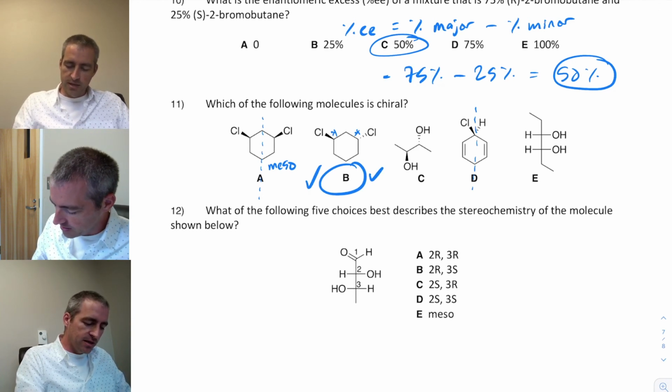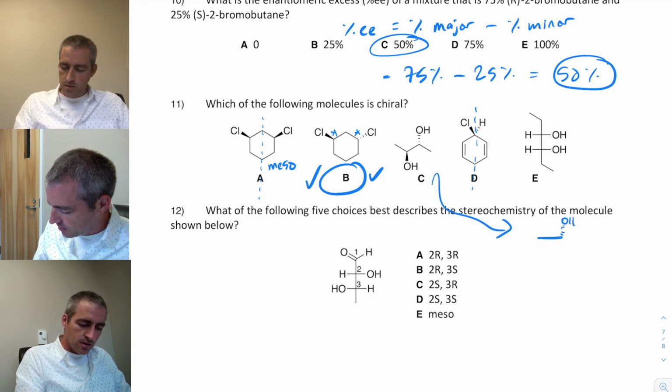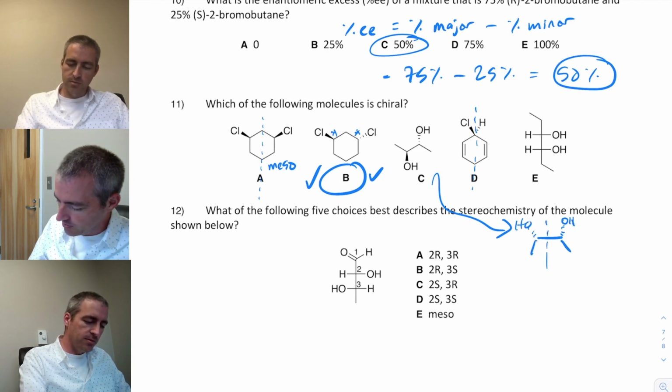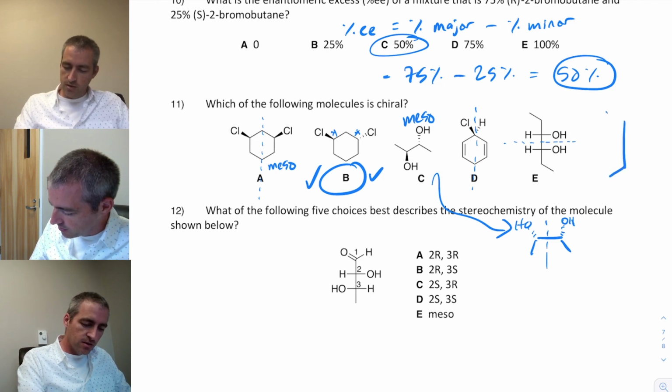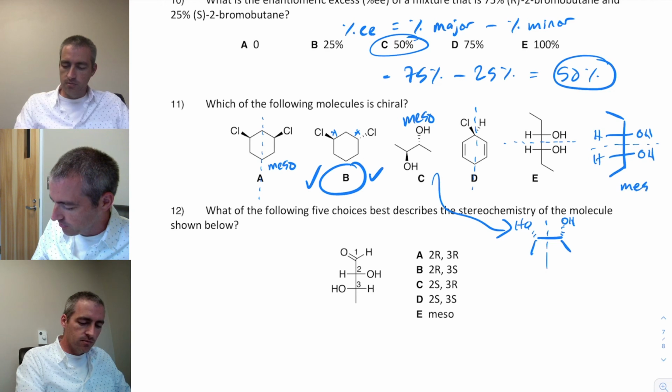C is not, because if you rotate the bonds to make them eclipsed, they'll look like this, which has a mirror plane. This one's meso. And this one also will have a mirror plane through there. We could just rotate 2 bonds like this. It has a mirror plane. This one's also meso. So B is the correct answer.